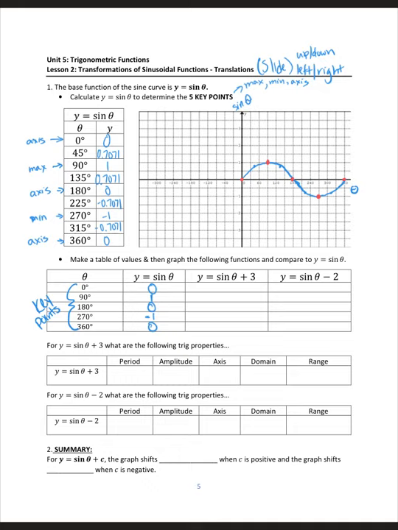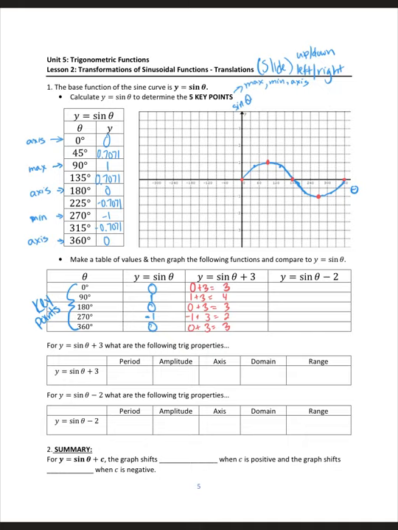Okay. So now for the next function here, y equals the sine of theta plus 3, we're basically adding 3 every time we calculate our sine of theta. So I found that the sine of theta for 0 was 0, and I'm going to add 3 to that. So now y equals 3. Okay, for the sine of 90, that was 1. I'm going to add 3 to that, so you get 4. Okay, and so on. Negative 1 plus 3 is going to be 2, and 0 plus 3 is going to equal 3 again. So we're going to plot these points.